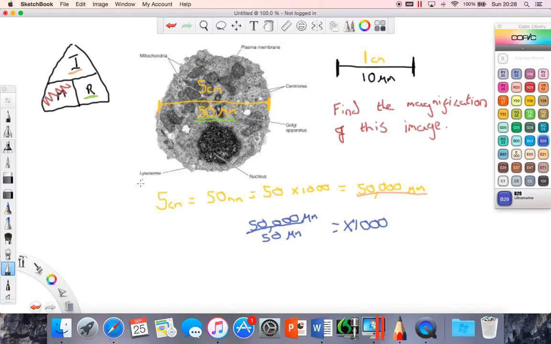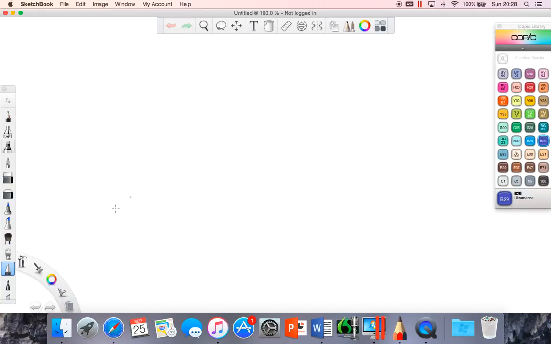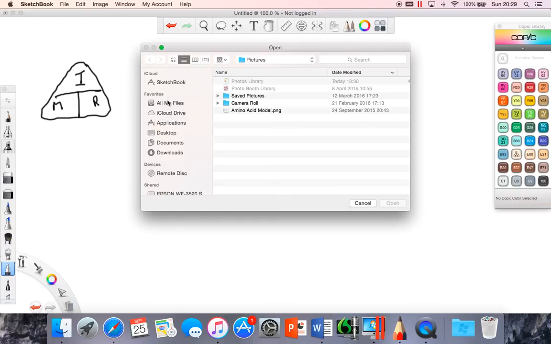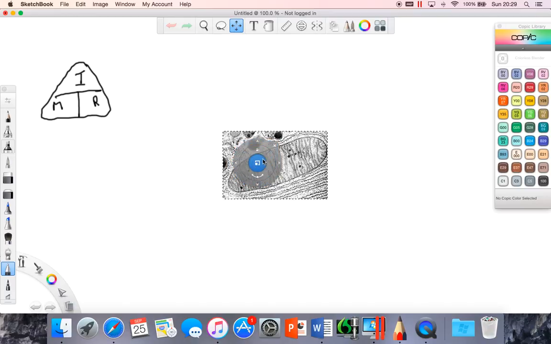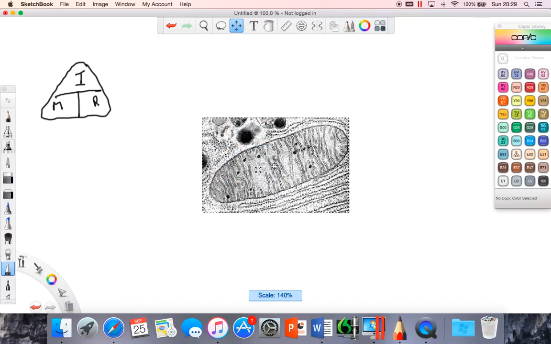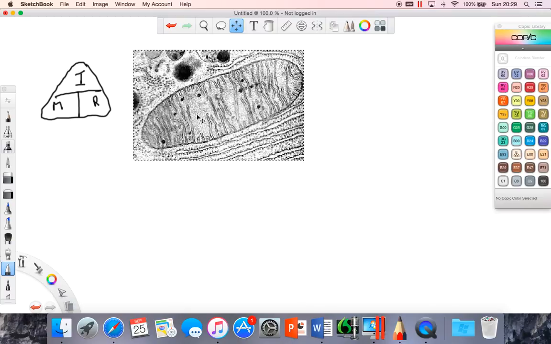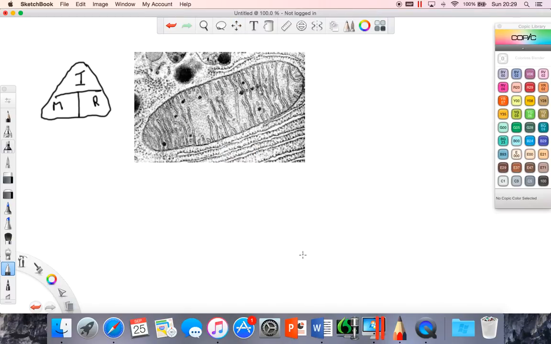So the final one we're going to do is working with a slightly different unit. We can put our triangle back up here: image size, magnification, real size, like so. This time we're going to look at an organelle, a mitochondria. Remember, the mitochondria is a part of a cell where respiration takes place, but it's obviously a lot smaller than an entire cell.